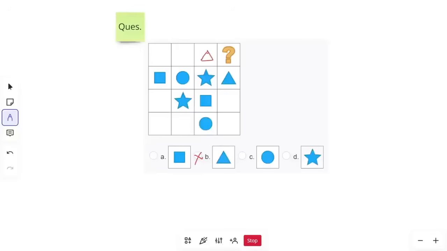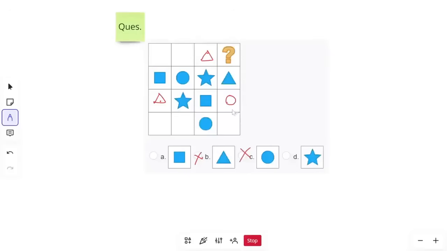Now let's try to fill these two empty boxes. What can come here? Already star is there and square is there. So what is left is circle and one more triangle. Triangle cannot come here because already in this column triangle is coming. So triangle will go here and circle will go here. Now we can even eliminate circle also from our options because circle is coming in the same column.